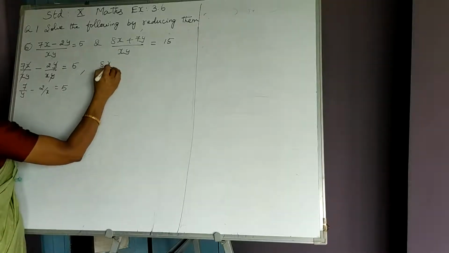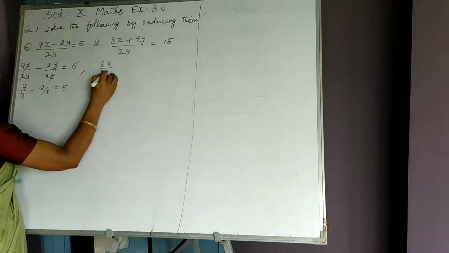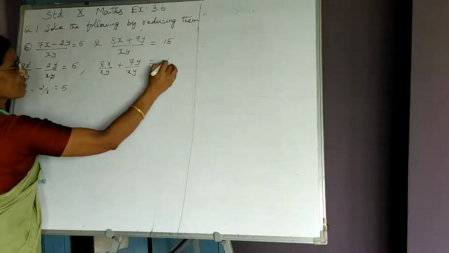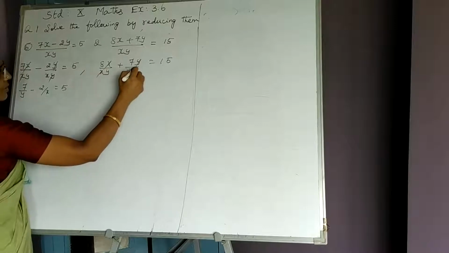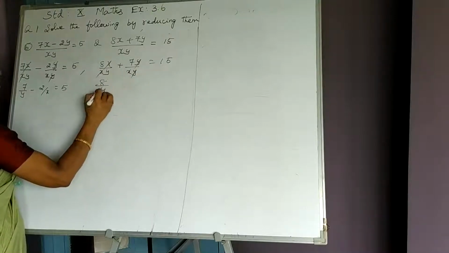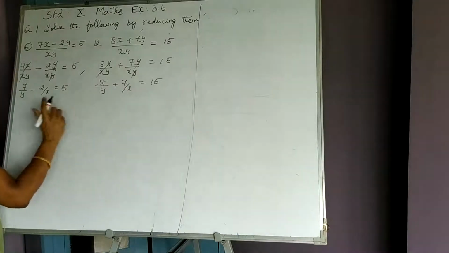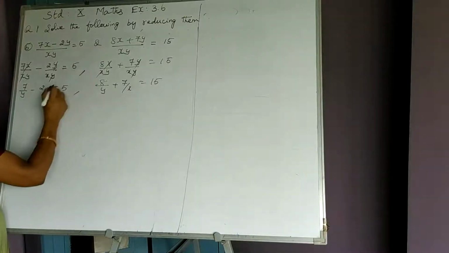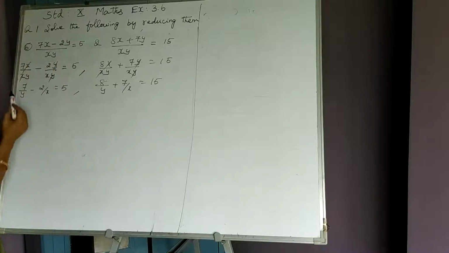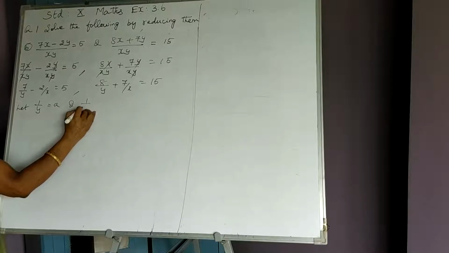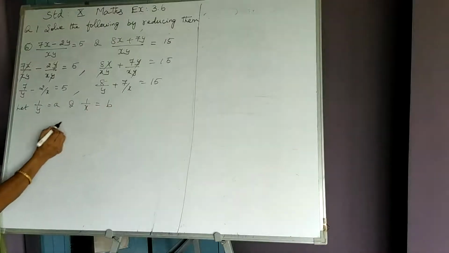Here splitting the numerator, 8x upon xy plus 7y upon xy is equal to 15. X gets cancelled. Here y gets cancelled. So 8 upon y plus 7 upon x is equal to 15. Hope you understood. Just the numerators are split. So here we are going to give substitution. Now it is similar to the previous sums we had done. So I take let 1 upon y is equal to a and 1 upon x is equal to b.